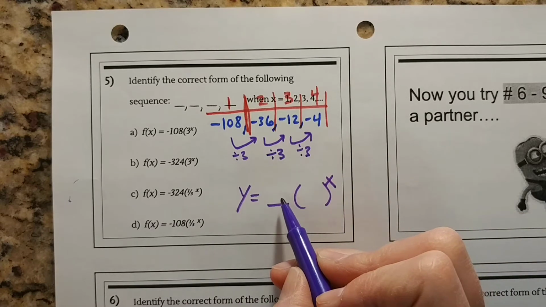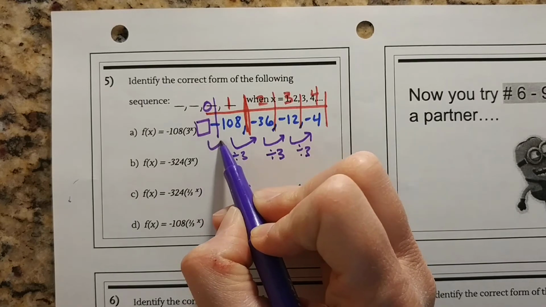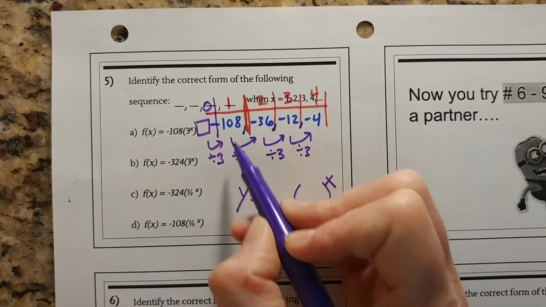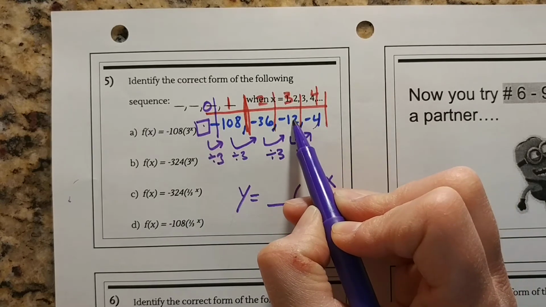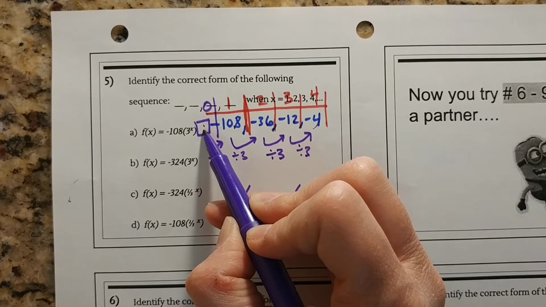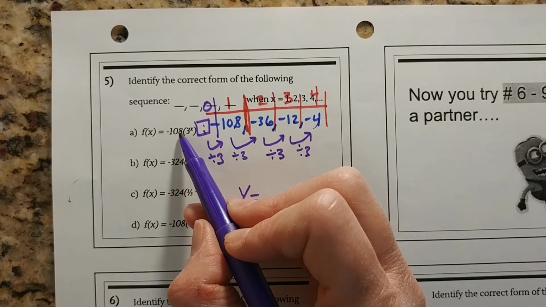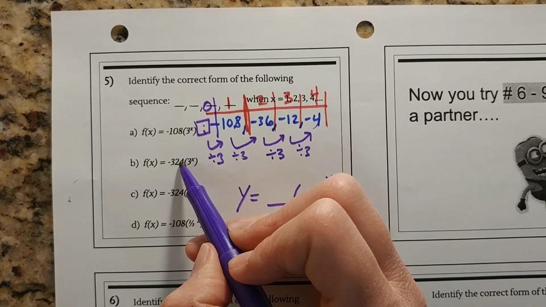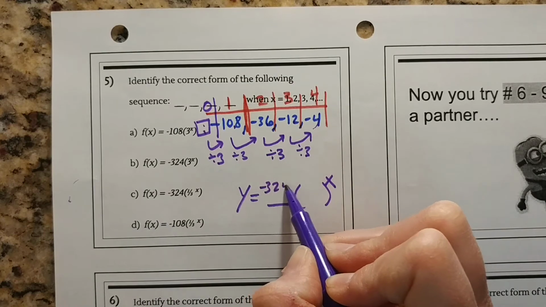Where does the function start? Well, we have to go back to the 0. If this pattern is to divide by 3, how would I go backward? I'd have to multiply by 3. Negative 4 times 3 times 3 times 3, and you can use your calculator to multiply by 3. But look at your answer choices for this number. You either have negative 108 or negative 324. I'm guessing when we multiply by 3 that we're going to get negative 324.